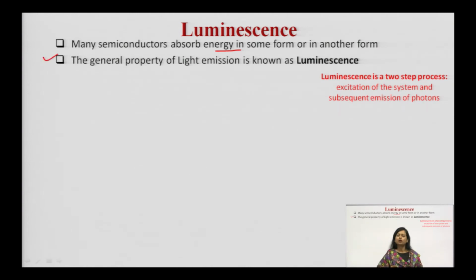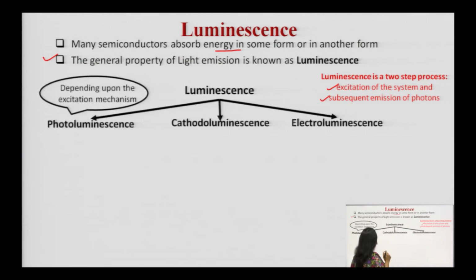You can define it. What is luminescence? Luminescence is the general property of light emission. And luminescence is a two-step process. If you observe the overall working, the behavior, it is a two-step process. Step 1 is the excitation of the system. Step 2 is the subsequent emission of the photon. So, these two steps occur subsequently in the case of luminescence. So, this is how you can explain its working.